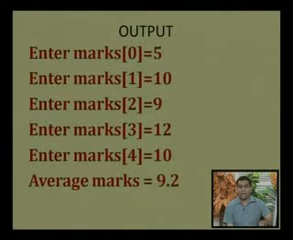So that will be our output: enter marks of 0 equal to 5, enter marks of 1 equal to 10, enter marks of 2 equal to 9, enter marks of 3 equal to 12, and enter marks for 4 becomes 10. So that will be 10 plus 15 plus 24, 24 plus 12, 36, and 36 plus 10, that is 46 divided by 5, that will be your average, that becomes 9.2.